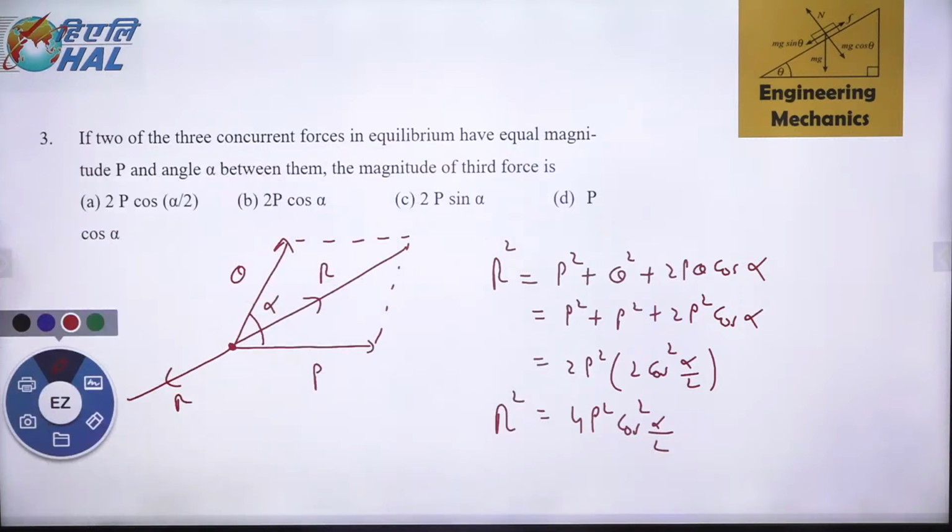Just now we did this. So what is the resultant now? That is 2P cos of alpha by 2. 2P cos of alpha by 2, that is the answer for this. Right? That is what we did just now. That was the question we just did.